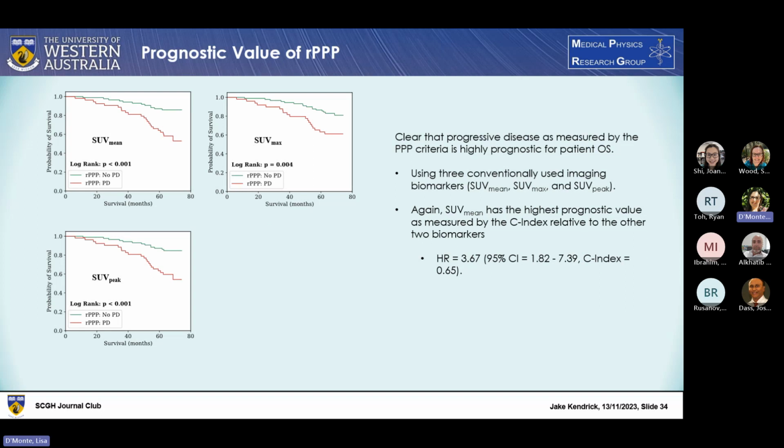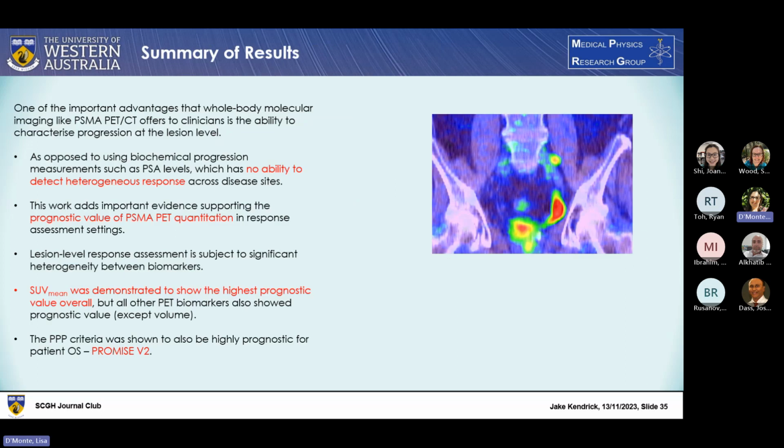And what we saw is that they had distinct survival outcomes, even if one of them didn't quite reach statistical significance. And of course, the RECIP criteria is also prognostic at this stage of disease. So, to summarize the results: one of the really important advantages that molecular imaging offers is the opportunity to characterize progression at the lesion level. This is something, of course, that blood biomarkers, for example, can't do. That gives us a patient-level summary of what's happening at best. It cannot tell us how individual disease sites are progressing or when they're stable.